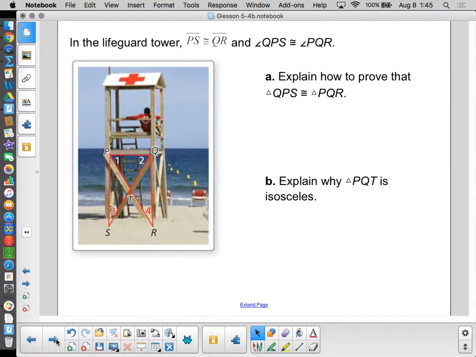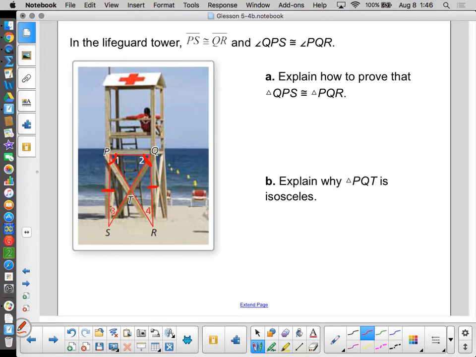Here I've got a picture. We've got a lifeguard stand. And we're given that PS is congruent to QR. Okay, so let's know what we've got in our picture. We're given PS is congruent to QR. And we're given angle QPS is congruent to angle QPR. Okay. First, it says this. Notice I don't have anything isosceles in here just yet, but give me a second.